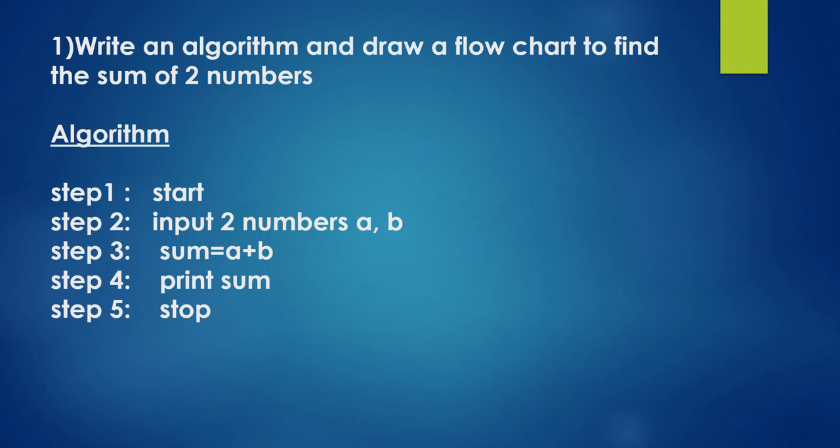That is the process. Then output means printing the sum. Then after some finite sequence of instructions, the algorithm is ending, the terminating. That is, the fifth step is stop.